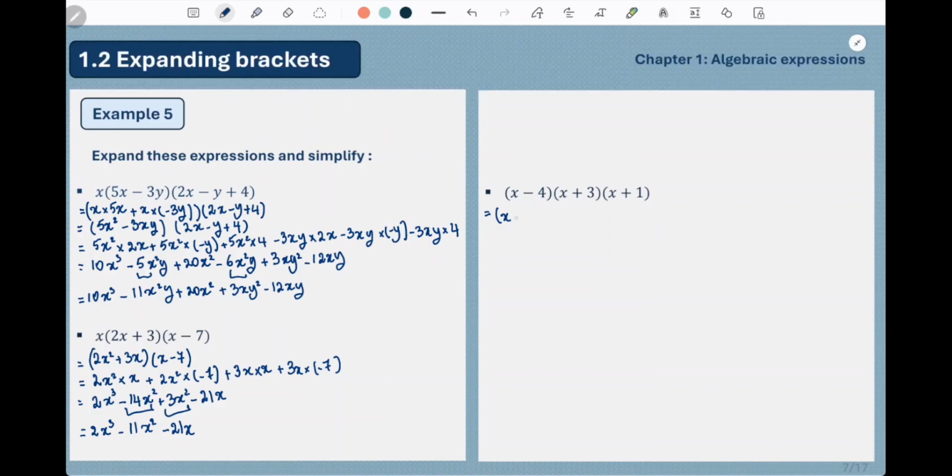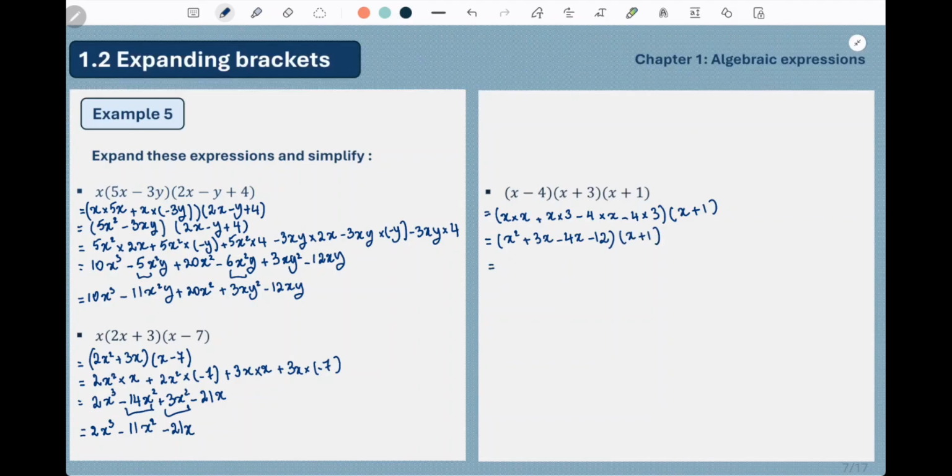So x times x plus x times 3 minus 4 times x minus 4 times 3. And I'll write my x plus 1. Don't forget about that one. So x times x is x squared plus 3x minus 4x minus 12. And I'll write my x plus 1.